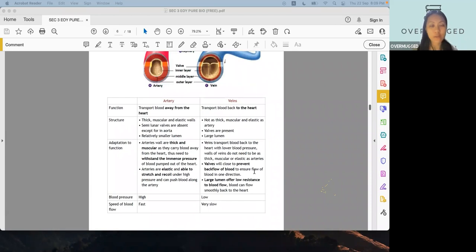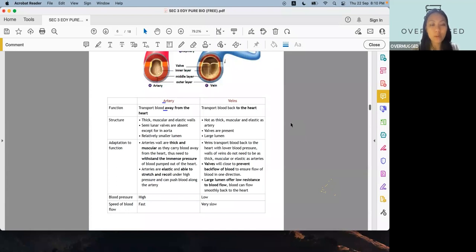So the function of artery is transport blood away from the heart. So the easy way to remember is artery away. So anything that transports blood away from the heart is considered an artery. It doesn't matter whether or not it's oxygenated or deoxygenated, does it have glucose, we don't care. It is the direction of the blood, right? As long as it's transporting blood away from the heart, it's considered an artery. And if it transports blood back to the heart, it's a vein.